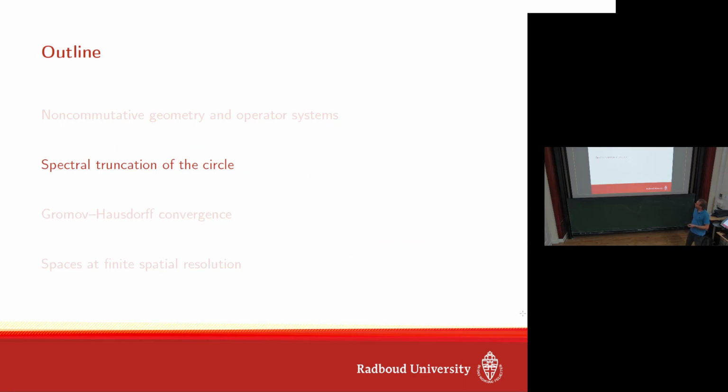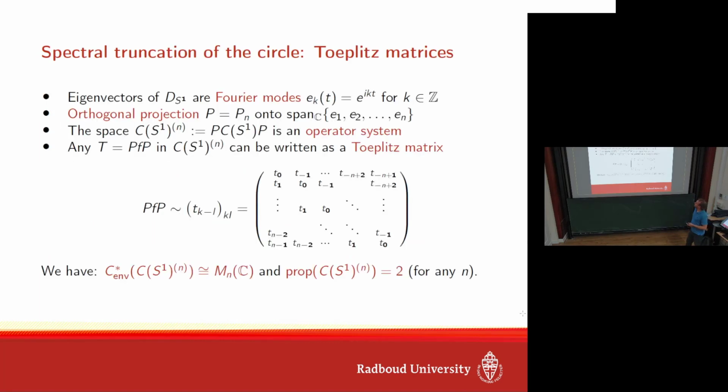the circle. So let's look at an example. It's a very simple example, but very rich in structure. We look at Fourier theory. So there are Fourier modes e_k, and I want to truncate that Fourier space in Hilbert space. We get these orthogonal projections onto the span of the first n Fourier modes, with eigenvectors of D in this case. And I compress, and what I get is first of all an operator system, but that's the general argument. It's actually a very nice one because they are finite-sized Toeplitz matrices. So what I get is matrices.